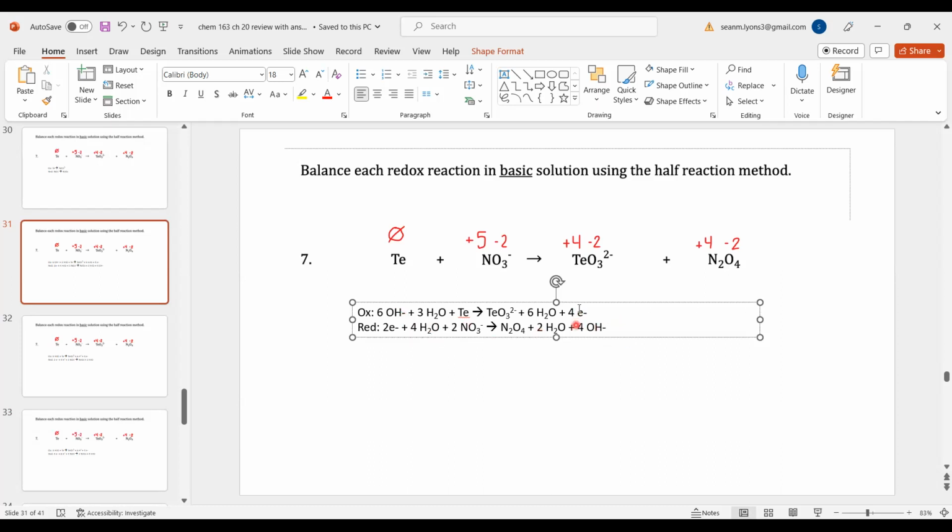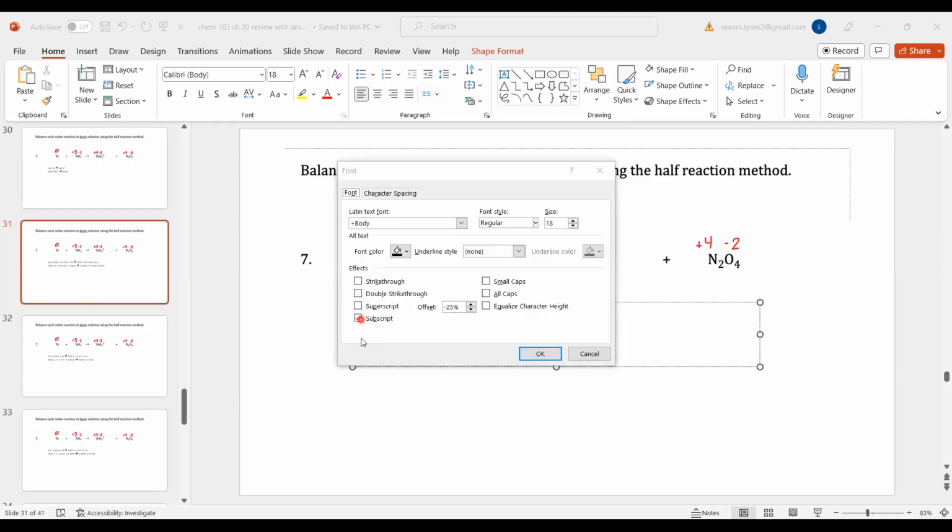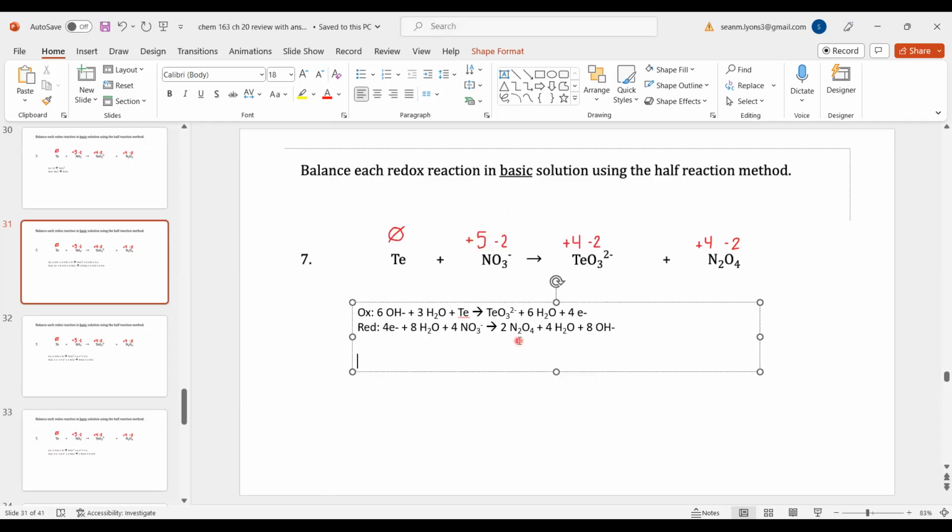Okay. But now we've got an imbalance in those charges, so we're going to need to double the entire reduction reaction. So we want 4 electrons here. So when we do that, that means we'll get 8 water plus 4 nitrate ions plus 2 of the dinitrogen tetroxide plus 4 plus 8. Okay. And now we can do the full reaction by just taking those 2 reactions and adding them up.